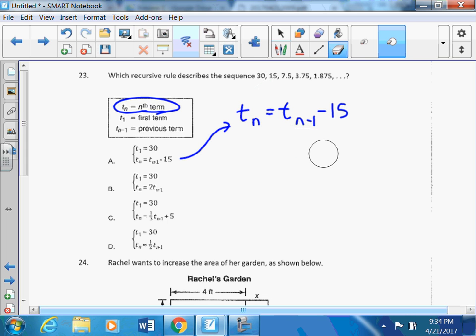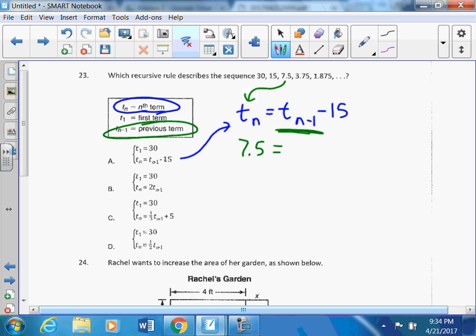But let's try some other terms. Let's plug in 7.5 for the nth term. So 7.5. Remember, this is the previous term. Previous to 7.5 is 15. So the question is, is that true? 15 minus 15 is not 7.5. So A is not going to be your answer.